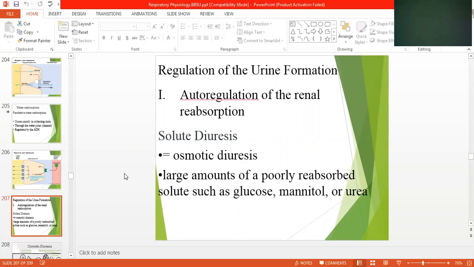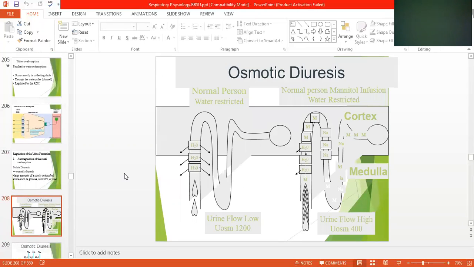Solute diuresis, or osmotic diuresis, means the urine is concentrated with electrolytes. A large amount of poorly reabsorbed solutes such as glucose, mannitol, or urea are not fully reabsorbed. Osmotic diuresis: normal percent water restricted, normal percent mannitol infusion water restricted. They have changed the difference of that.